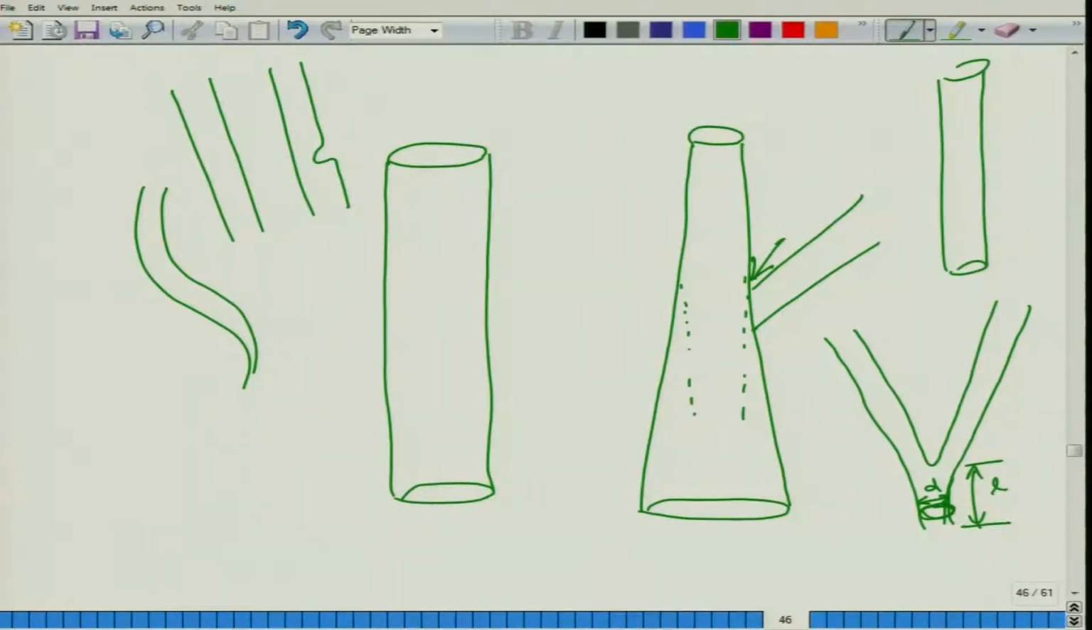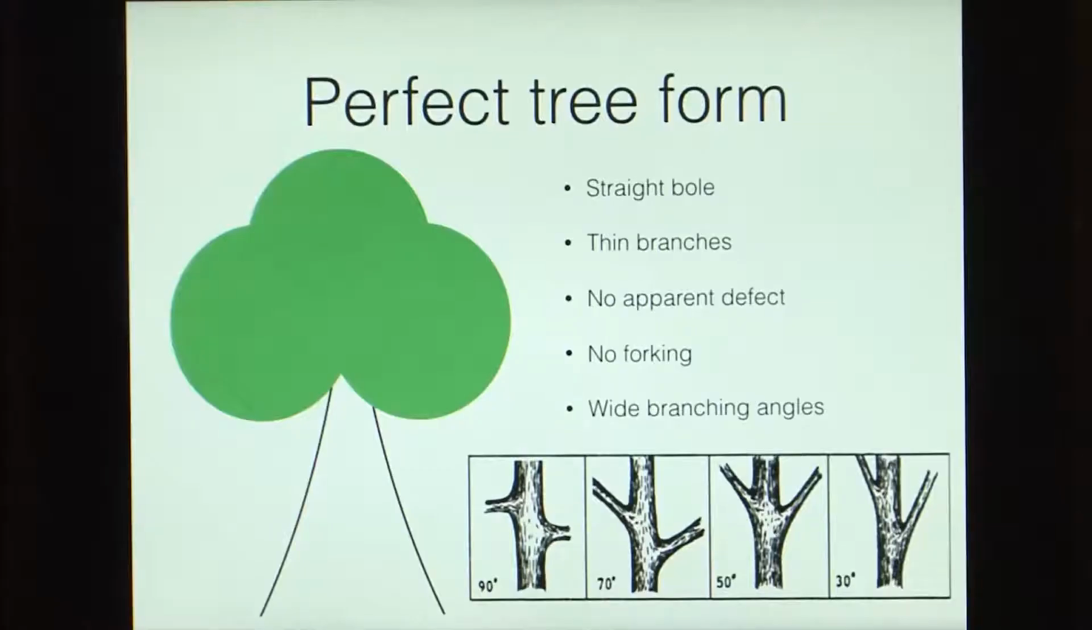At the same time, any thin branches that you have should also have wide branching angles. Now, as we can see in the slide, the bottom panel shows you the branching angles of a number of branches. The first one is 90 degrees, in which your branches are perpendicular to the bole. In the second case, you have 70 degrees branches. That is less than 90 degrees, but it is still far apart from the tree.